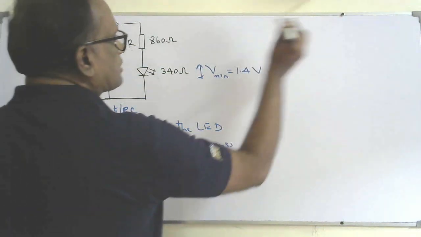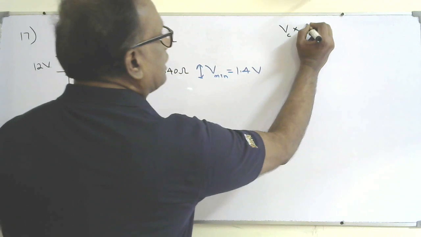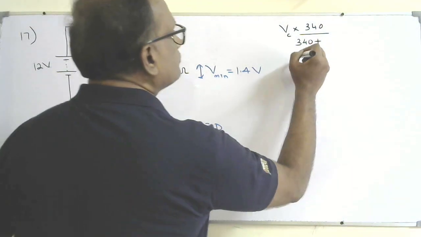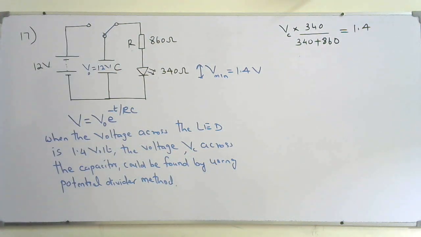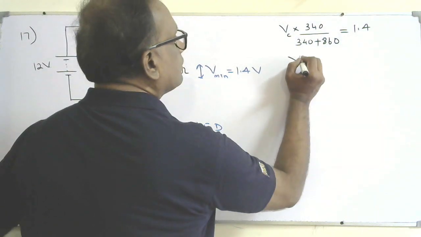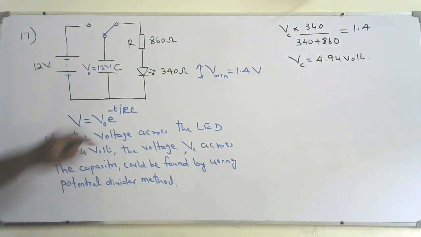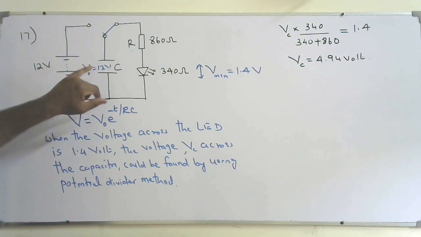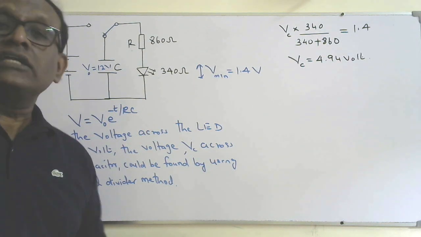So I can say the voltage across the capacitor VC into that resistance 340 over 340 plus 860 is equal to 1.4. That's the voltage across the LED. We'll find the VC now. So that will be 4.94 volt. So the LED will emit light when the voltage of the capacitor drops from 12 volt to 4.94 volt. This will emit light, but the time duration should be not less than 10 minutes.